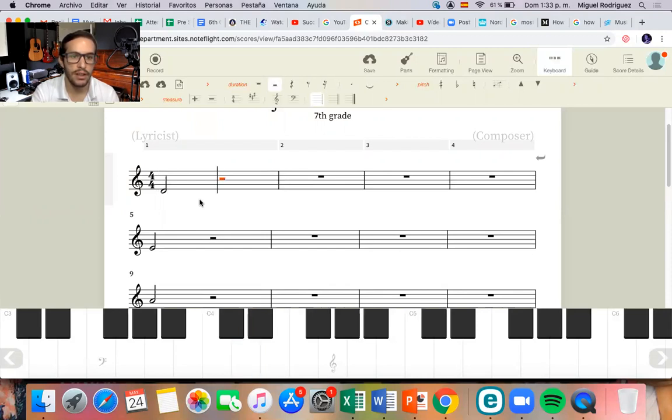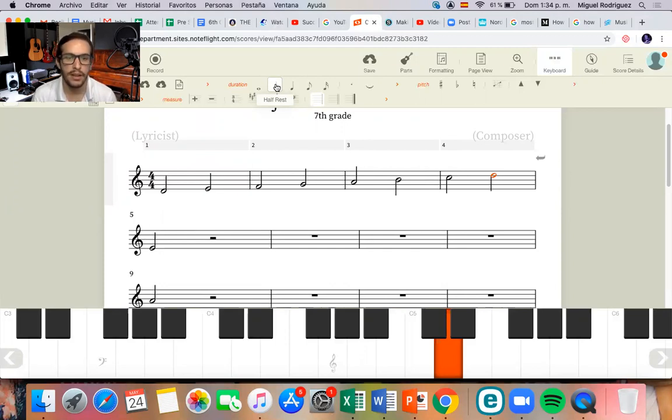So after D, we have E. After E, we have F. After F, we have G. After G, we have A. After A, we have B. After B, we have C. And after C, we have D. Okay, so we have all the notes in the D major scale, but it's not a D major scale yet.